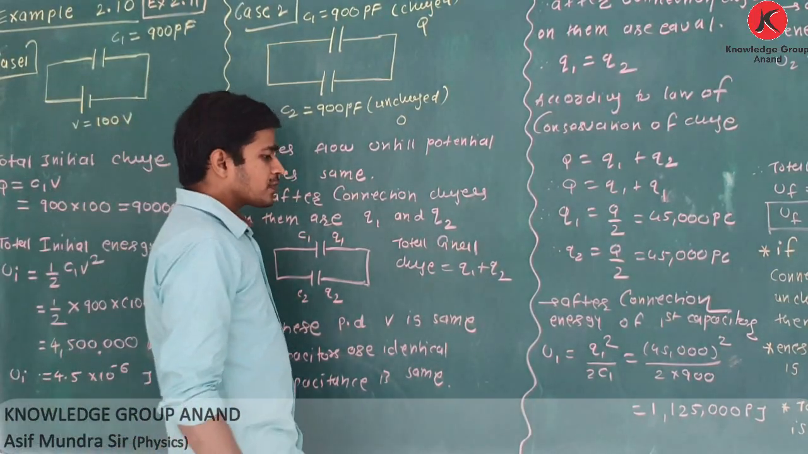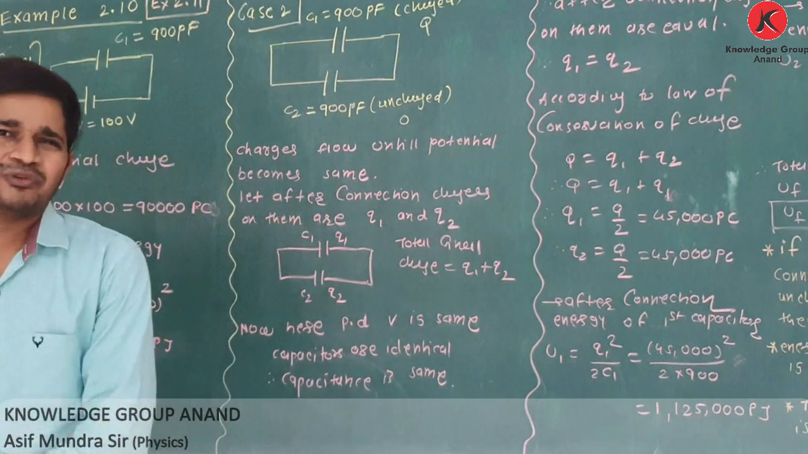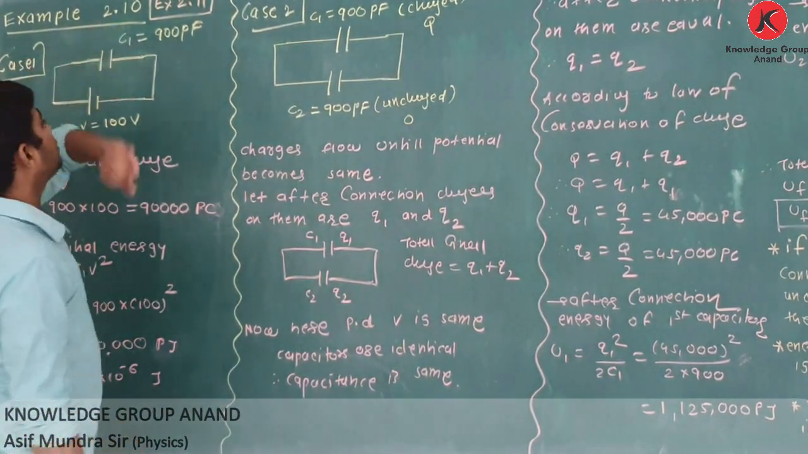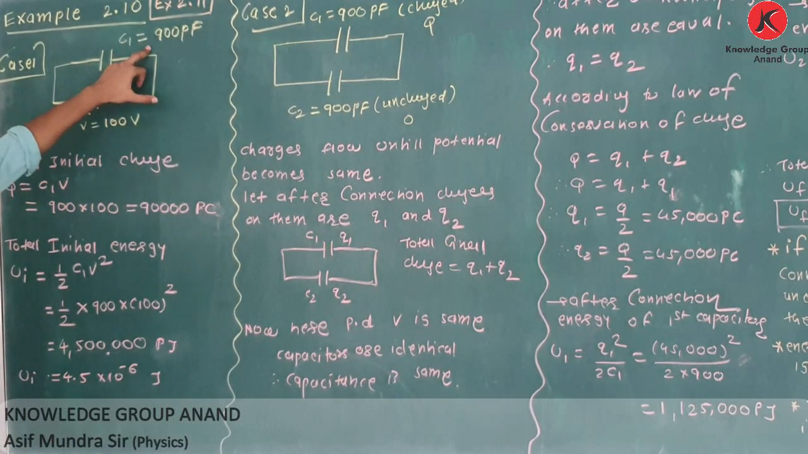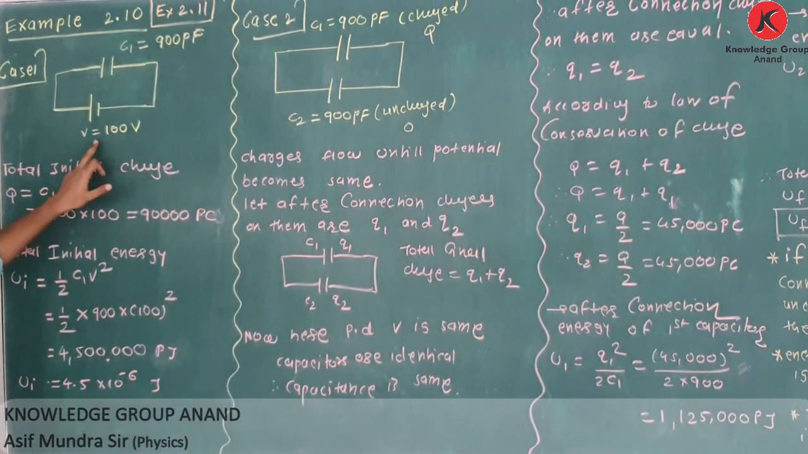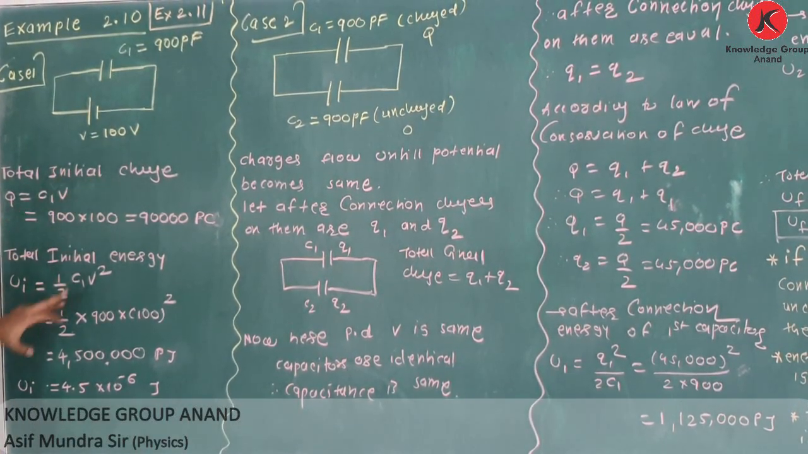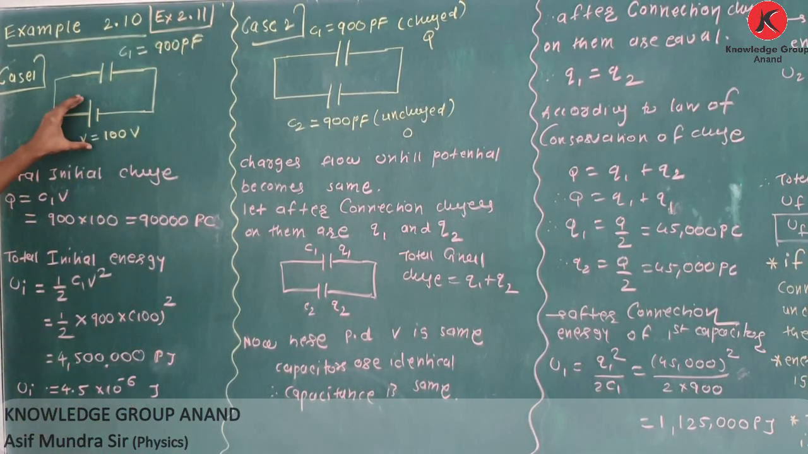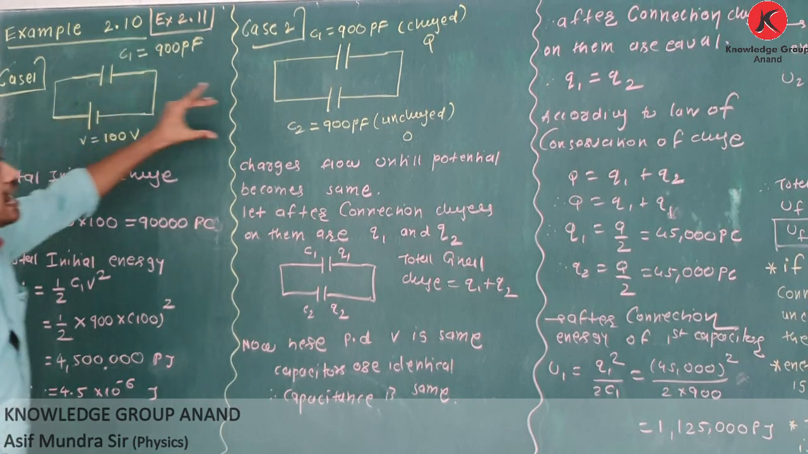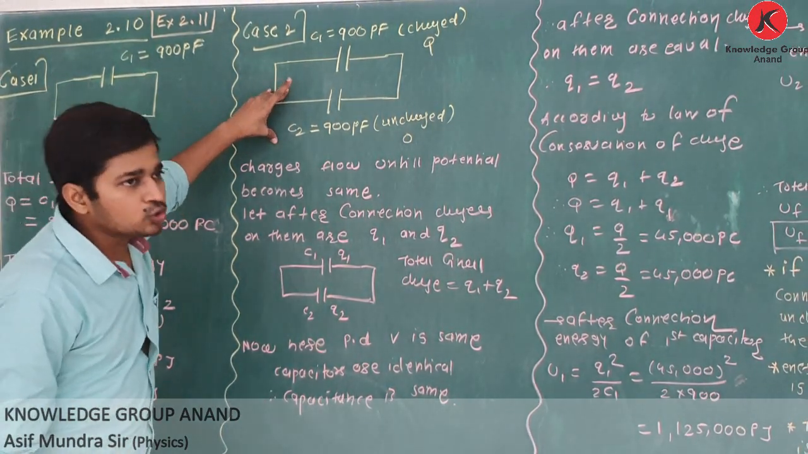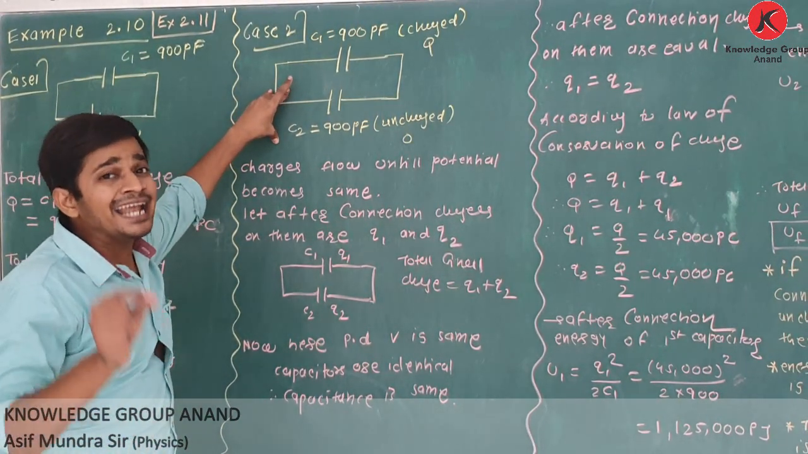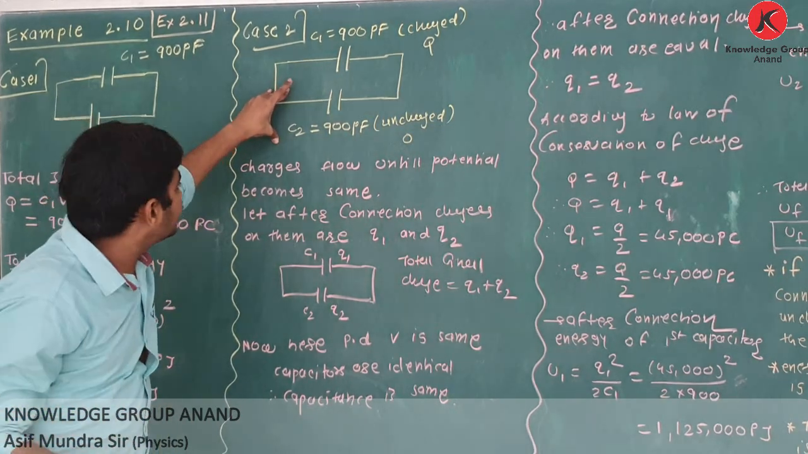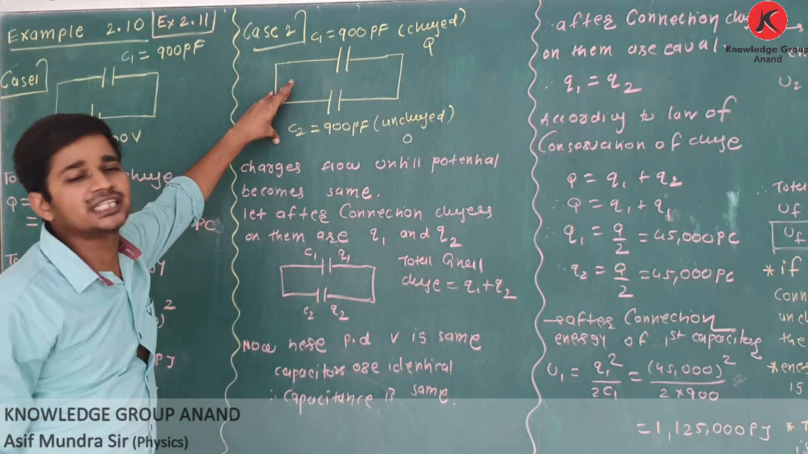Another question, the same question with a small change. See, what is the data? Example 2.10. A 900 picofarad capacitor is charged by 100 volt. Find the total initial energy. If it is disconnected from the battery and connected to another identical uncharged capacitor. Remember, another identical uncharged capacitor.